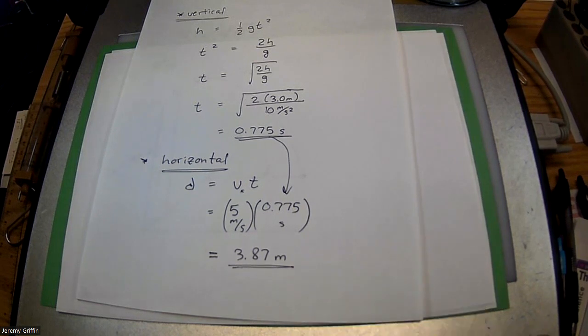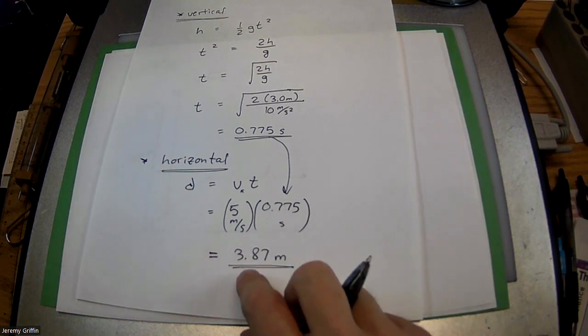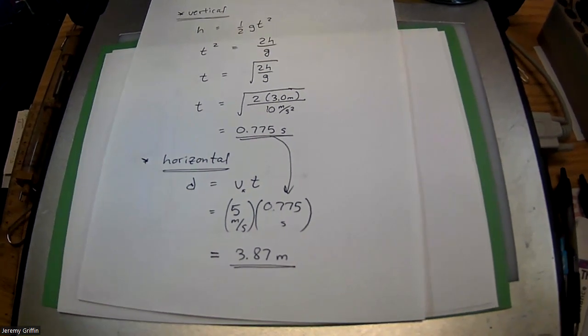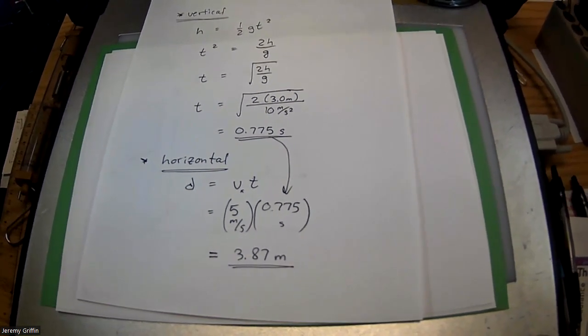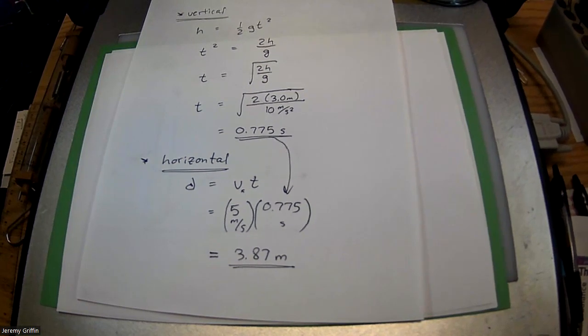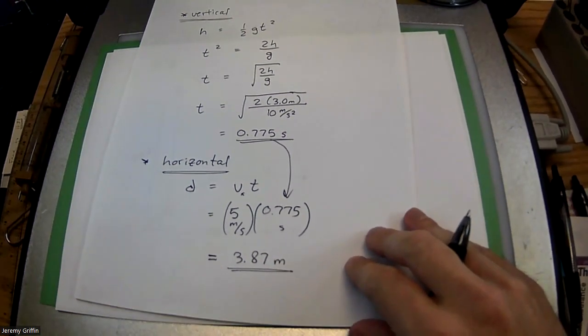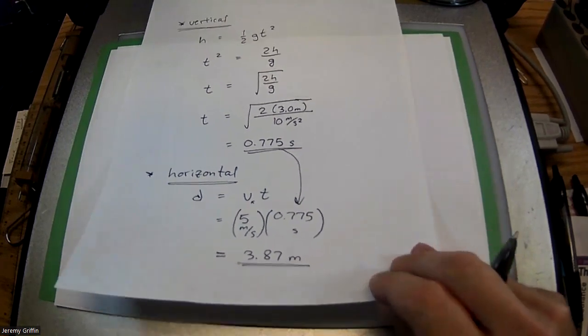On an FRQ, how should we round it? If you do 3 digits, that's probably what I recommend. So on an FRQ, I would write 3.87 meters. If you do 3.9 meters, they should take that too. They'll give you a little bit of a window.